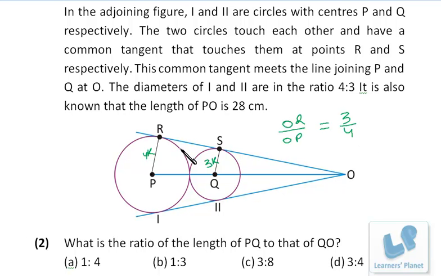Now since OP is given to us as 28, that means 4 into 7, that means this must be 21. That means OQ is actually 21. That means PQ must be 7 because this complete length is 28. OQ is 21. That means PQ must be 7. Now we have to find the ratio of PQ to OQ. OQ is 21, PQ is 7, so the ratio will be 1:3.